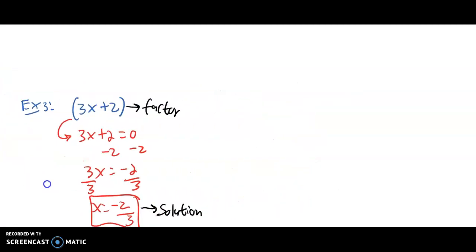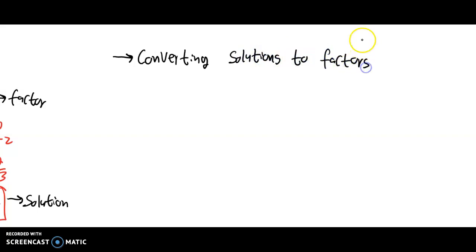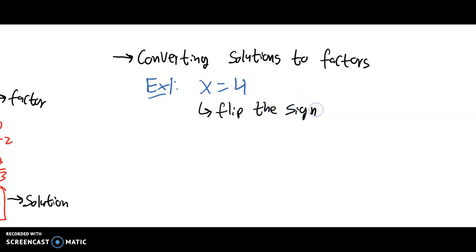Okay. The next thing we have to be good at is converting solutions back into factors. Converting solutions to factors. Okay. So what if I had example 1? What if x equals 4? To convert that to a factor, we need to flip the sign. So my factor is x minus 4. This was a solution.